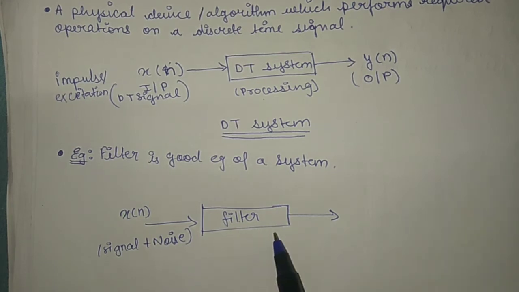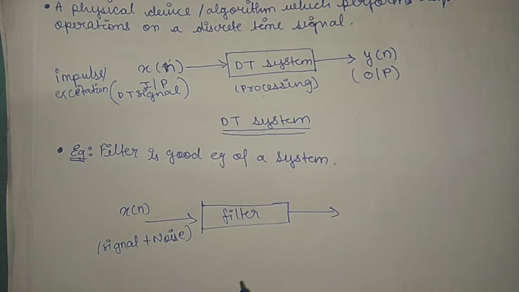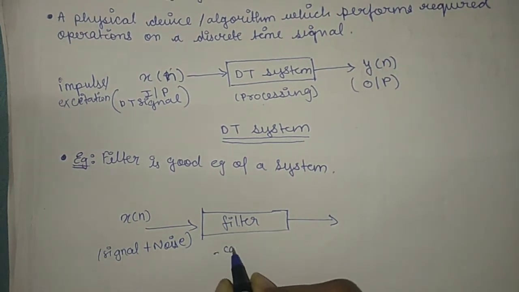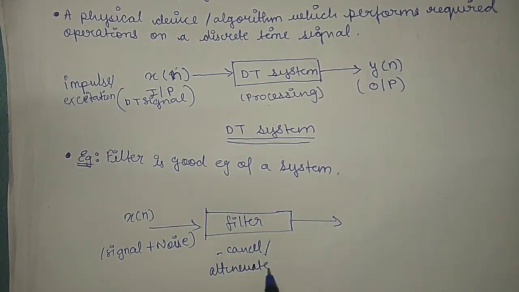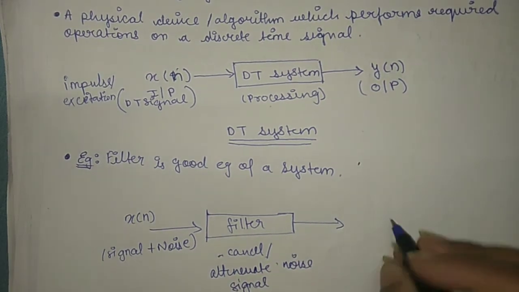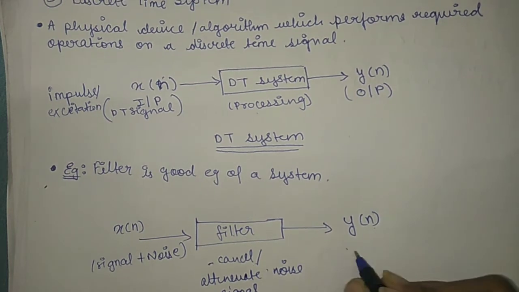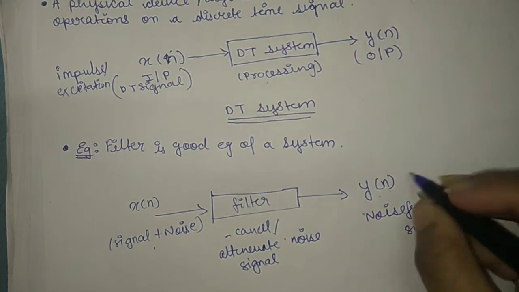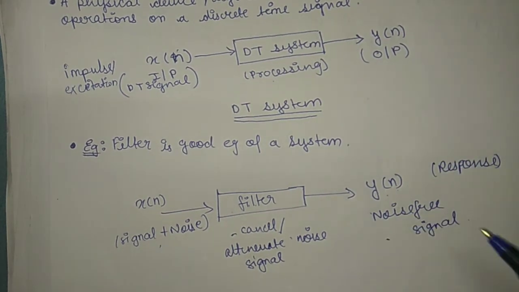The filter will cancel or attenuate the noise of the input signal. After the processing, its role is to cancel or attenuate the noise signal, and here we will get the output. The output we get is a noise free signal or the response. The output is also known as response. So this is how the discrete time system works.